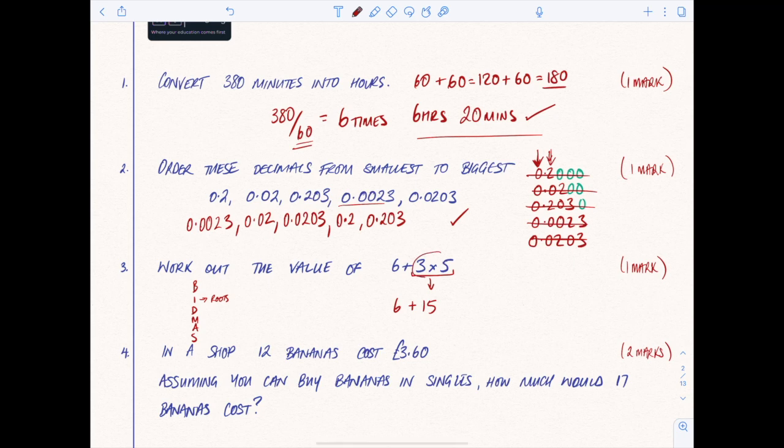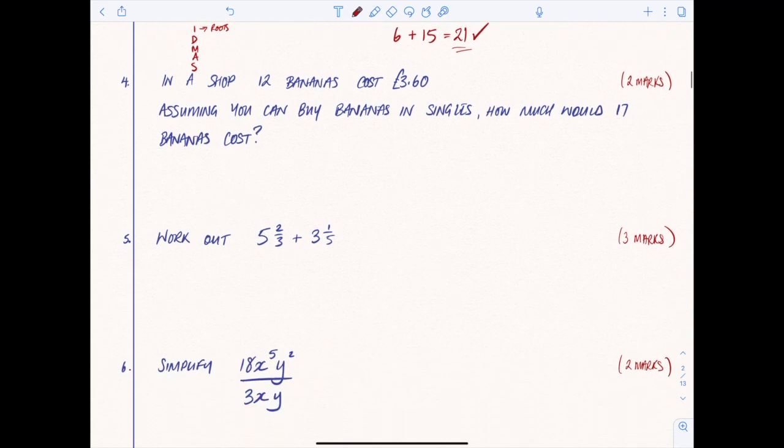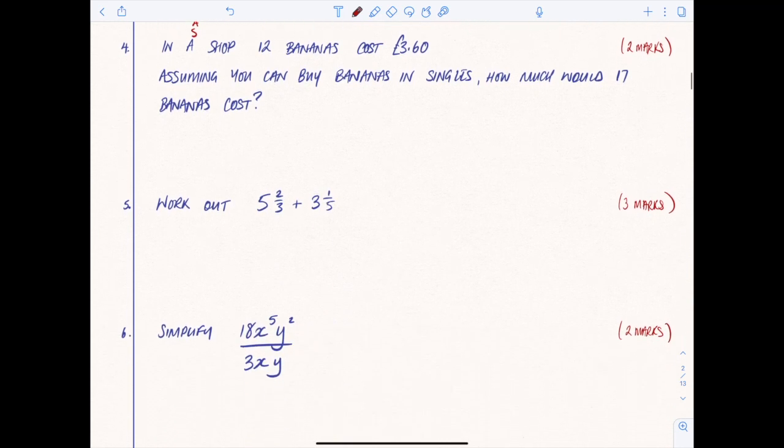In this case, we're doing the multiplication first. 3 times 5 is 15, plus your 6 is 21. Okay, so nice easy start on the first 3 questions. These are the questions you need to make sure you are smashing and getting done fairly easily.